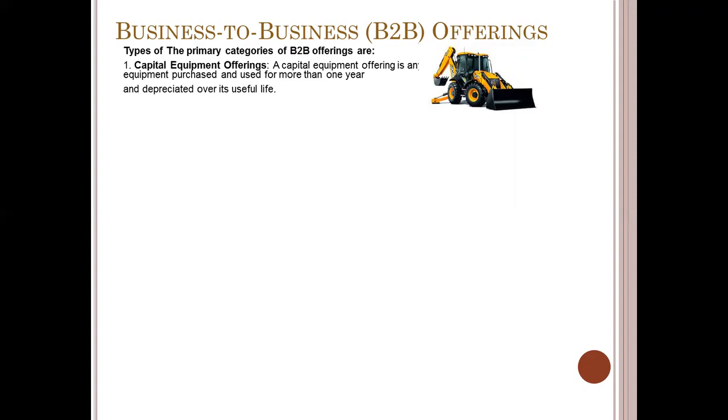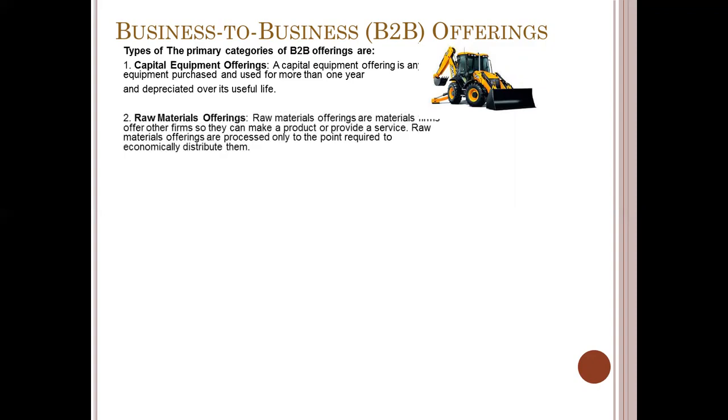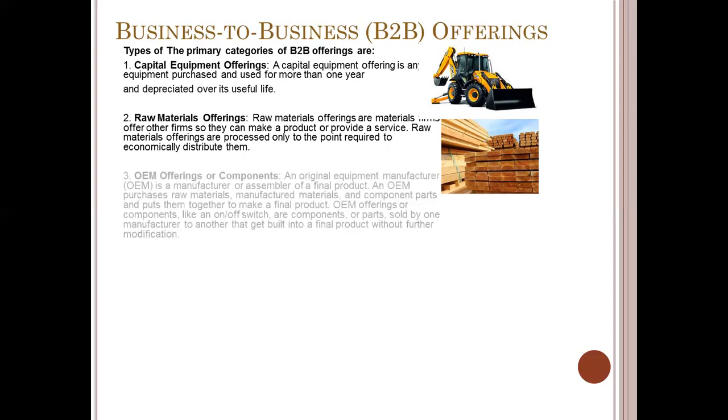We have here a backhoe loader, and another category is the raw materials offerings. For raw materials offerings, these are the materials firms offer other firms so they can make a product or provide a service. Raw materials offerings are processed only to the point required to economically distribute them. Lumber is generally considered a raw material, as is iron, nickel, copper, and other ores. So both raw and manufactured materials are then used in the manufacture of other offerings.